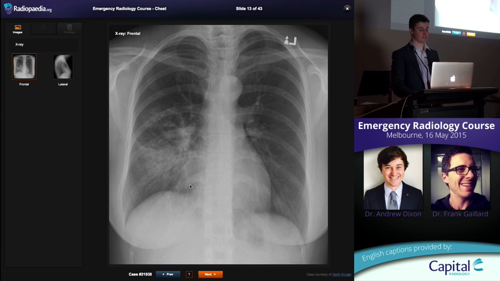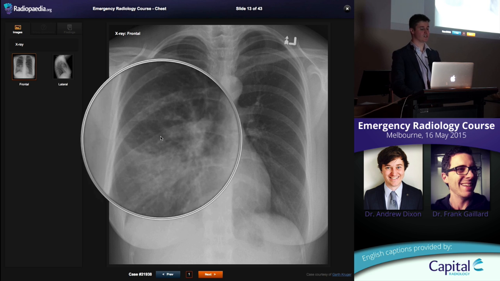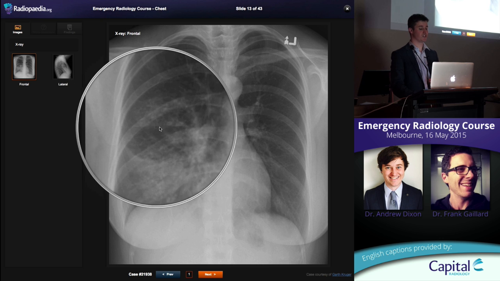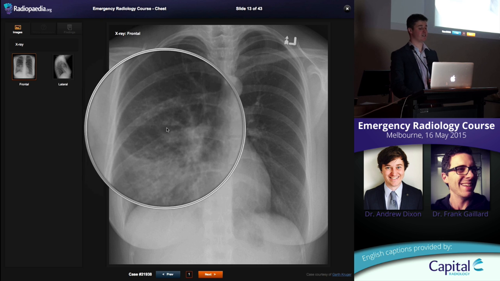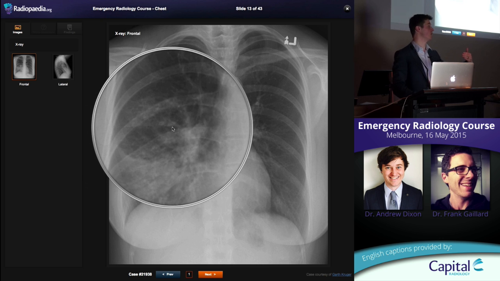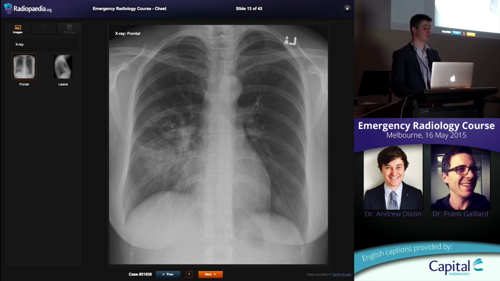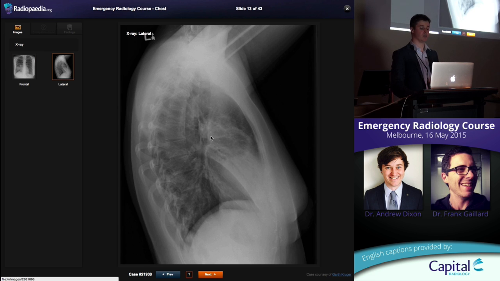The right heart border is completely lost. Can't see it, but I can still see the right hemidiaphragm. So therefore this is consolidation within the right middle lobe, a right middle lobe pneumonia. This patient, you can also see the horizontal fissure here being outlined by some opacity above it. The thing that sits above the horizontal fissure is the anterior segment of the right upper lobe. So you can give this patient right middle lobe pneumonia and anterior segment of right upper lobe consolidation.